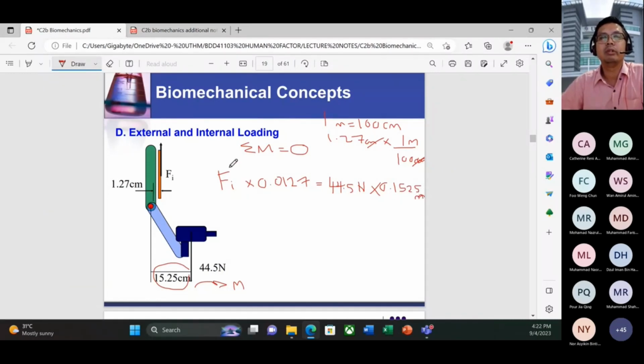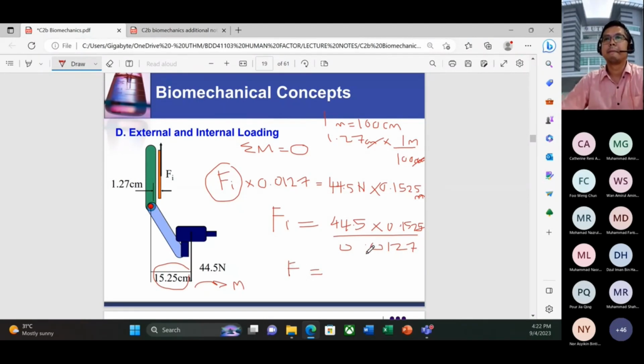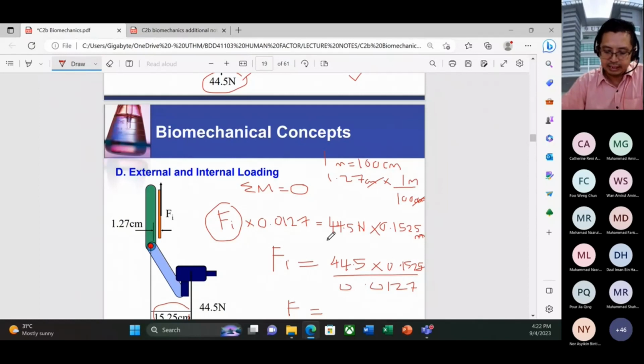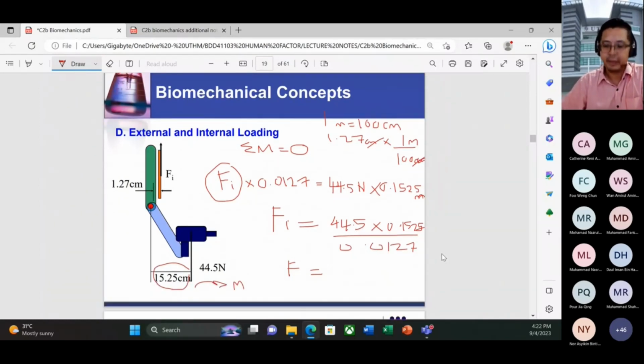Okay, here, in order to get the force, internal force, Fi, so 44.5 times 0.1525 divided by 0.0127. So what do you get for the answer for the force? Use the calculator, please. This is basic. 44.5 times 0.1525 divided by 0.0127. So how do we get? 534.35.